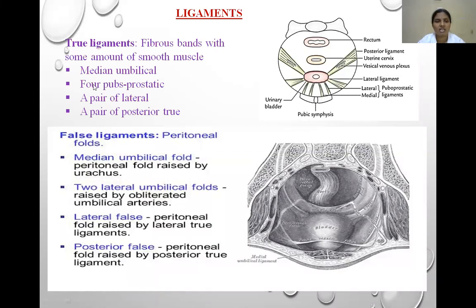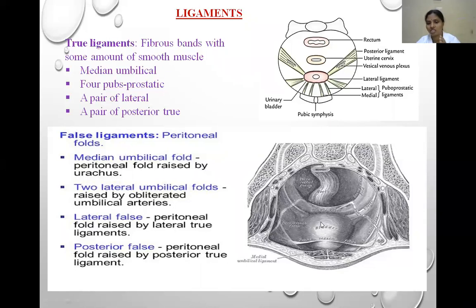So, how many ligaments? Median umbilical ligament, four puboprostatic ligaments, a pair of lateral ligaments, and a pair of posterior ligaments. So these are the true ligaments because they are the condensed part of the pelvic fascia, whereas false ligaments are derived from the peritoneal folds.